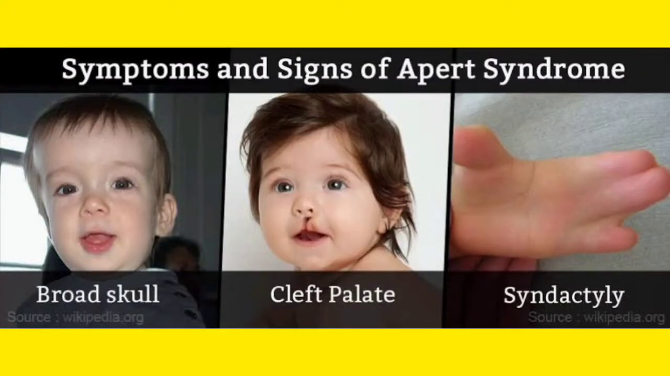What are the symptoms and signs of Apert syndrome? You can look at this picture. Broad skull. So the skull will be broad, basically tall head. I told you acrocephaly. Another important thing is cleft palate. Cleft palate is very, very important. And another one is syndactyly. So basically, if they give you a case where these three things are present, acrocephaly or broad skull, cleft palate and syndactyly, then you can understand this is actually indicating the Apert syndrome.